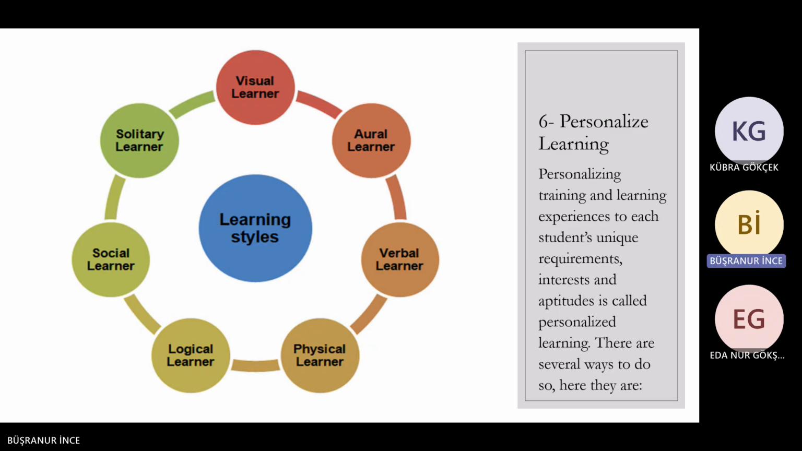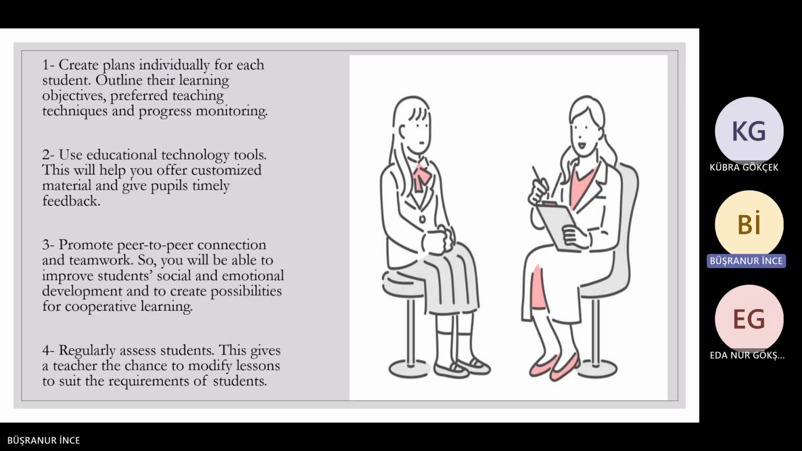Sixth is personalized learning. Personalizing training and learning experiences to each student's unique requirements, interests, and aptitudes is called personalized learning. There are several ways to do so. Number one, create plans individually for each student. Outline their learning objectives, preferred teaching techniques, and progress monitoring.